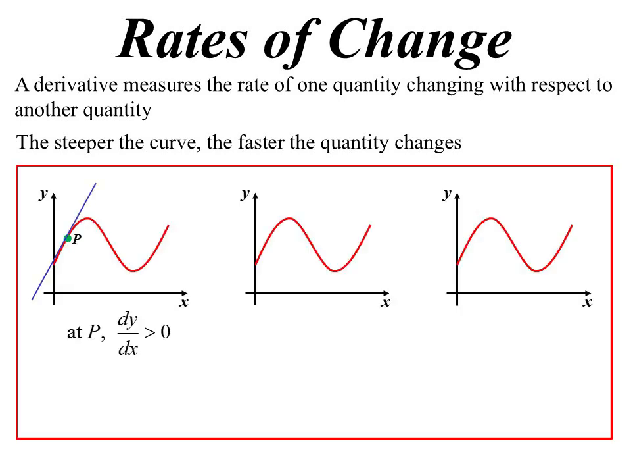Now, if my point is over here, P, what do I know? Well, I know that the derivative is positive, right? Because the slope of the tangent. That's when we say it's increasing. It makes sense, the curve's going up.